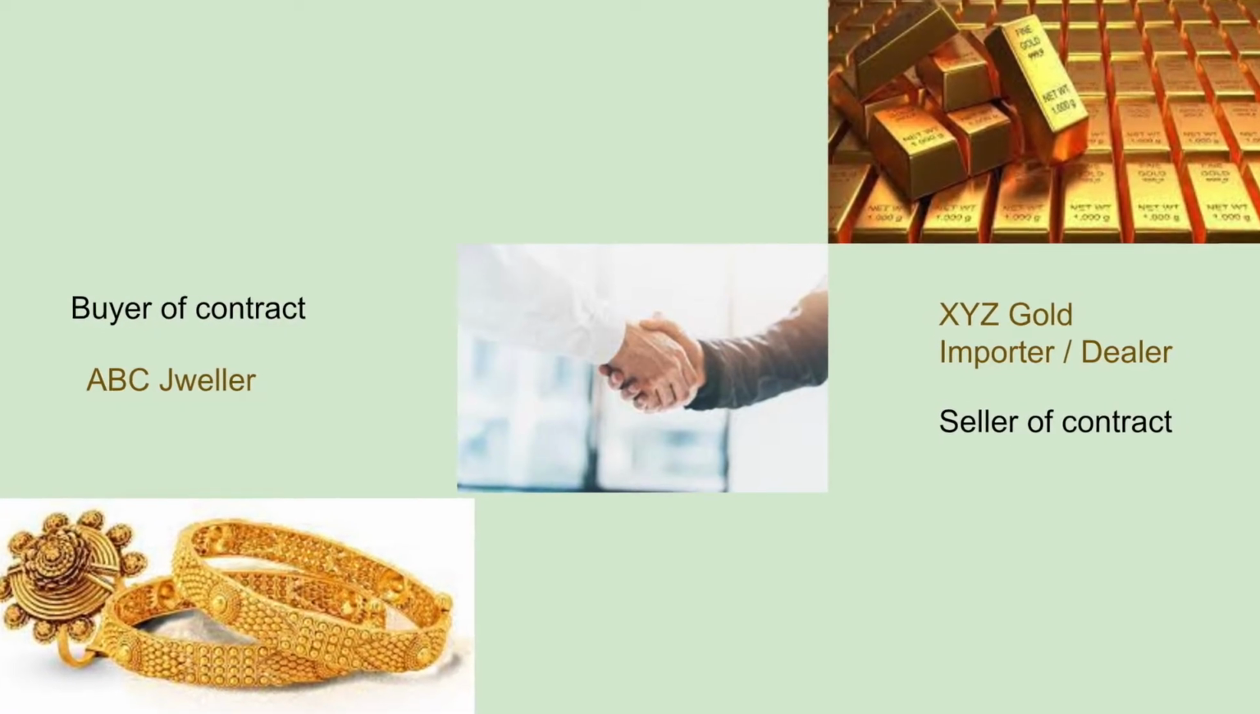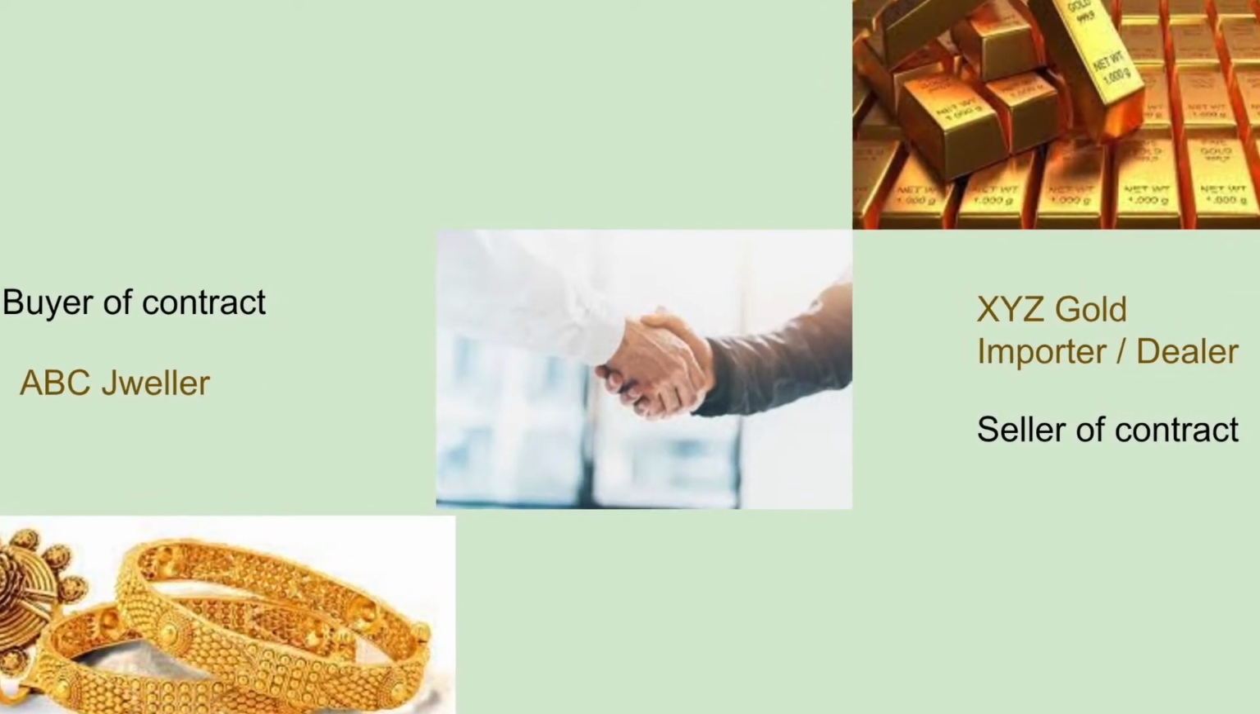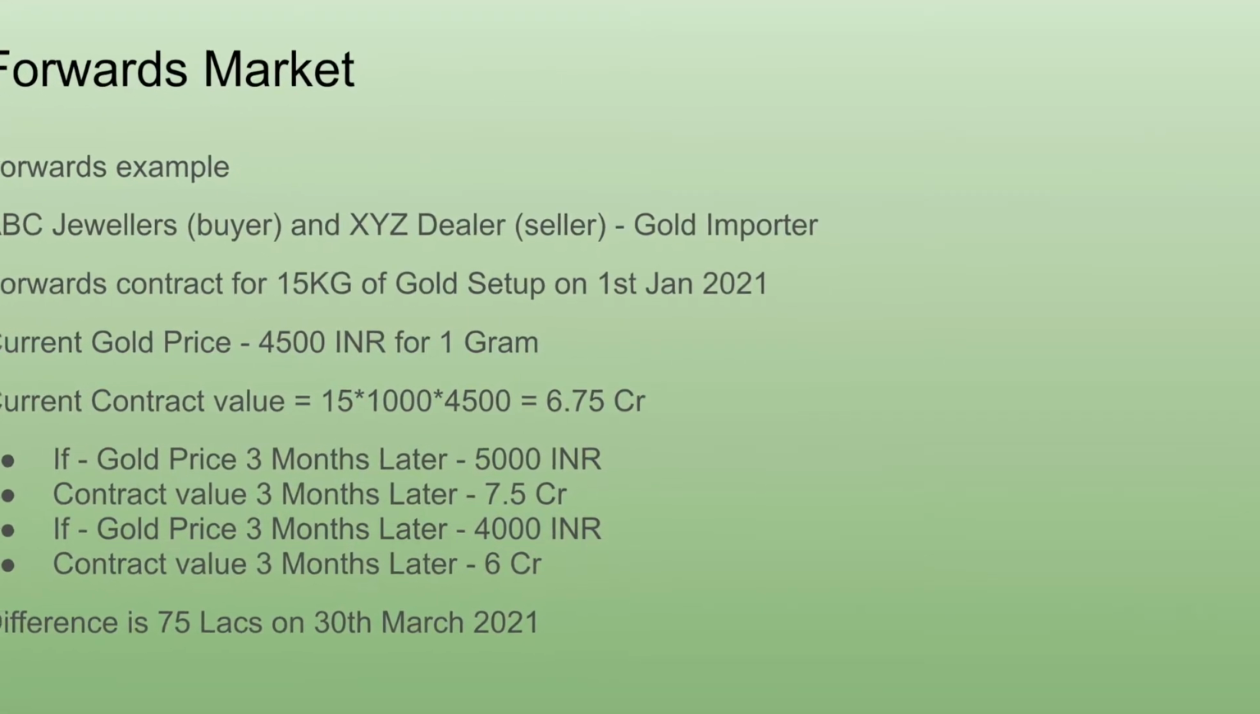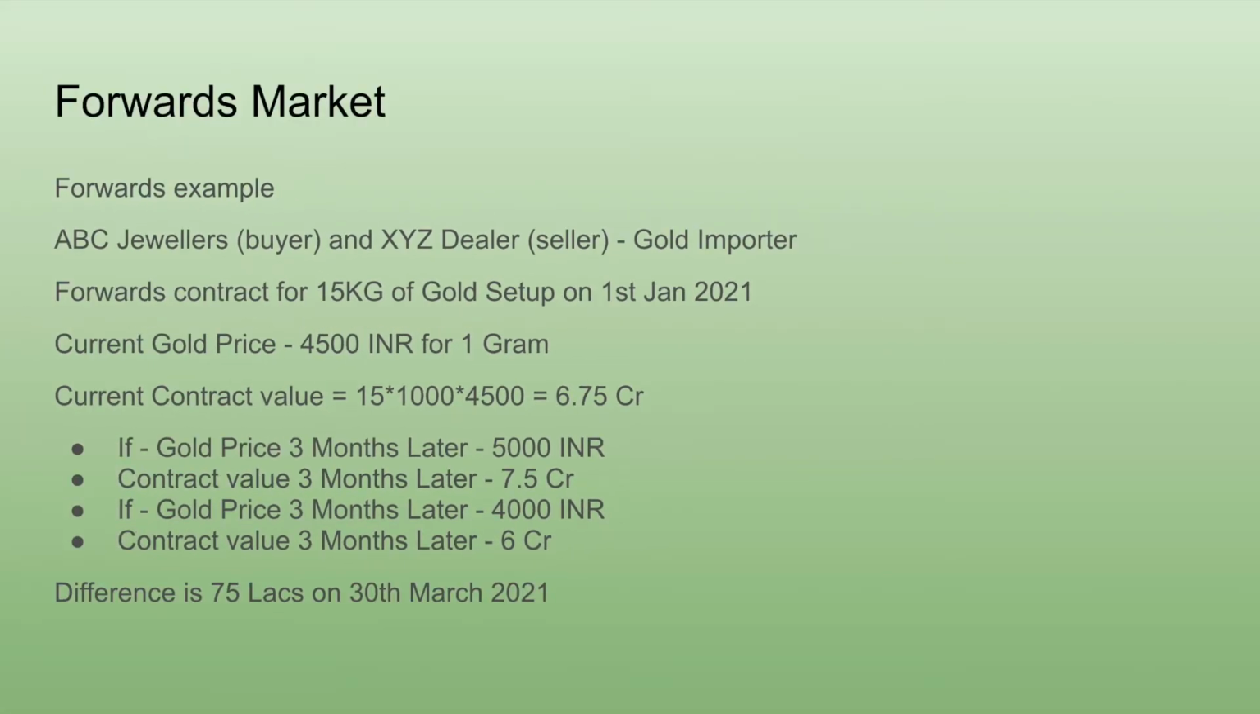Now, while both the parties have their own view on gold, only 3 possible scenarios can occur. Let's consider scenario 1, when the price of gold moves higher. Assume by the end of March, the price of gold started trading around 5,000 rupees. Clearly, the jeweler's view on the gold price has come true. At the time of agreement, the deal was valued at 6.75 crores. But now, when the price of gold has increased to 5,000 rupees per gram, the value of the deal has increased to 7.5 crores.